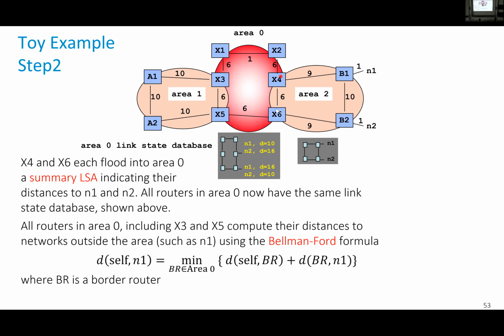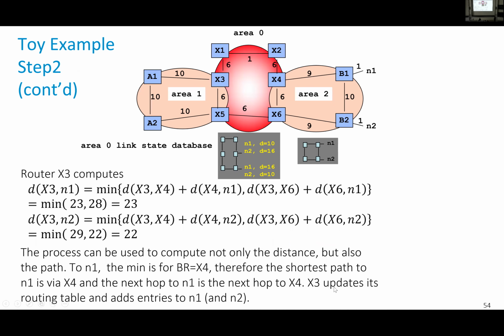So what you do, typically you run Dijkstra here, and then every router, like X3 here, will compute this formula separately from Dijkstra and in parallel by saying, in order to go to N1, I know N1 is attached to 2 routers. I compute the minimum of the 2 paths that go via those 2 routers here. By the way, this is the same computation that is used in distance vector. This is called the Bellman-Ford formula. So X3 will do that, and will compute that its distance to N1 is 23, and its distance to N2 is 22. So now X3 has this information.